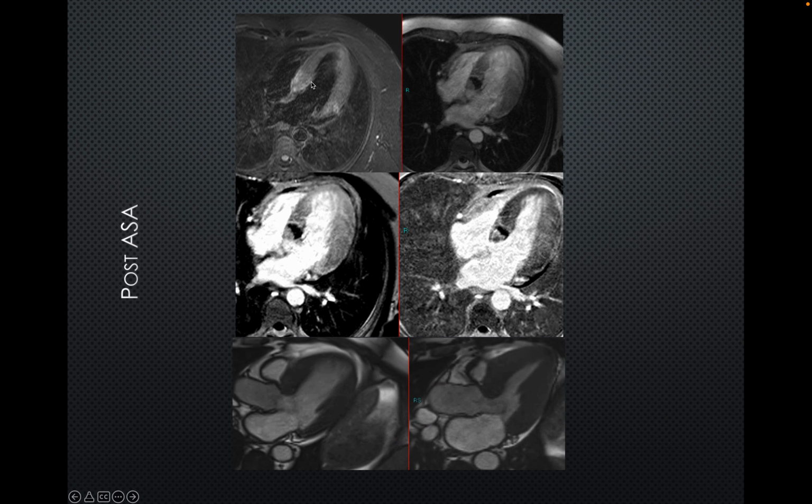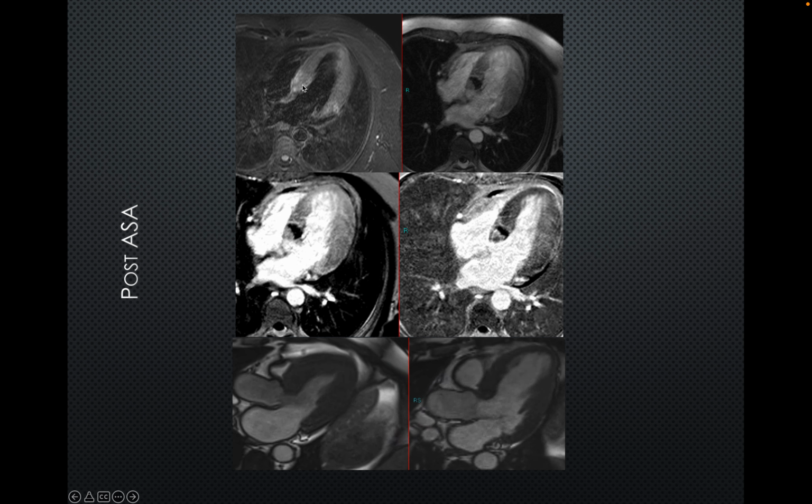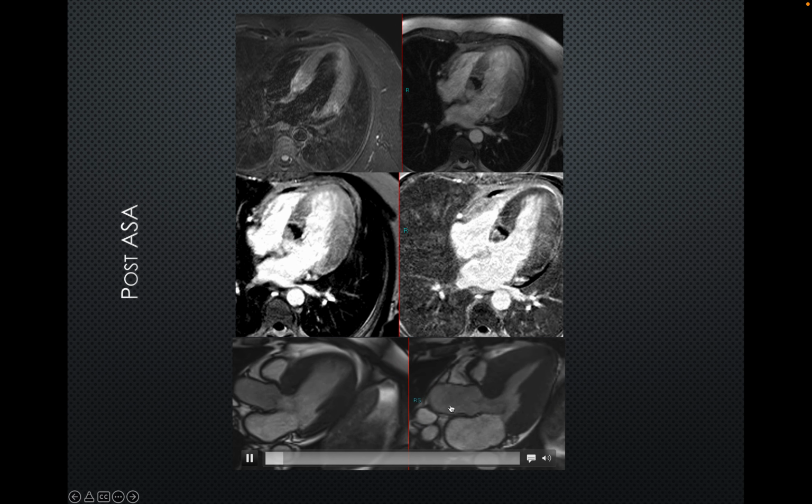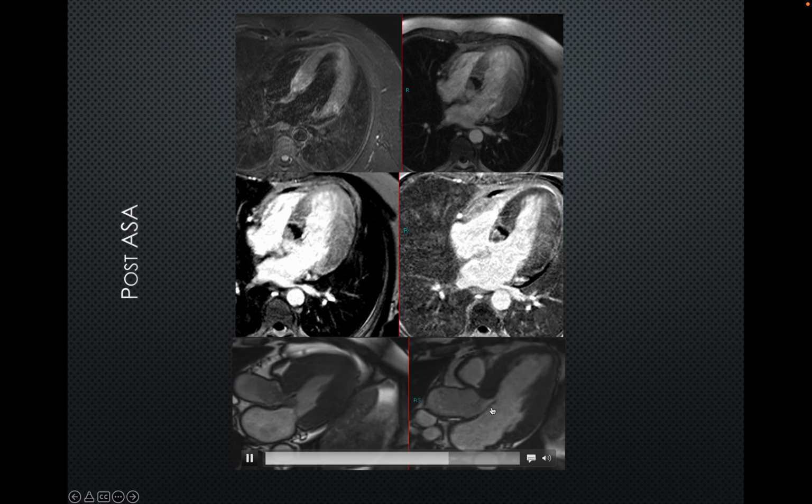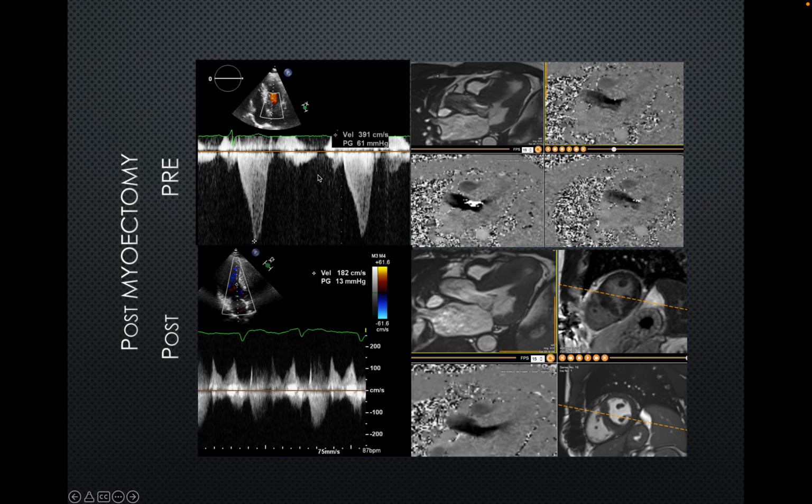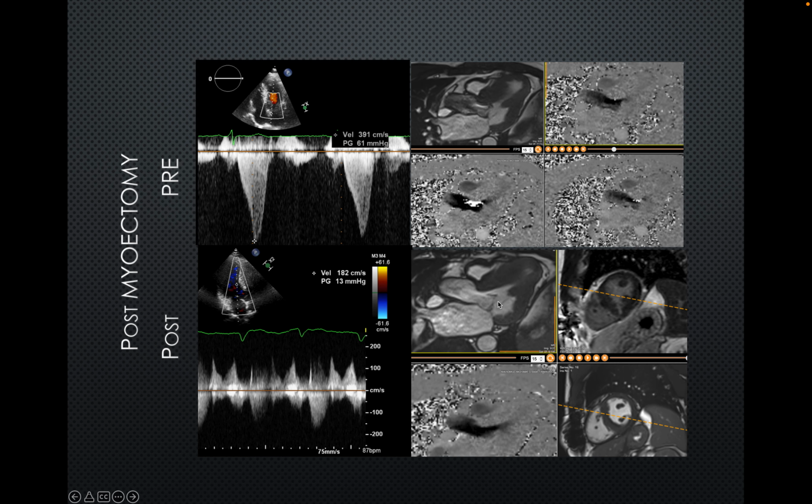We could detect any post-intervention complications or changes: myocardial edema, hemorrhage and MVOs, and any residual LVOT obstruction. The same we could see post-myectomy. This patient before surgery had LVOT obstruction with a velocity of 3.9, and this is after, where there was no obstruction and no jets.